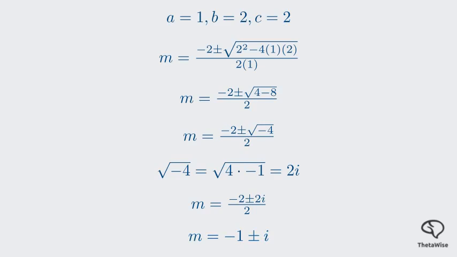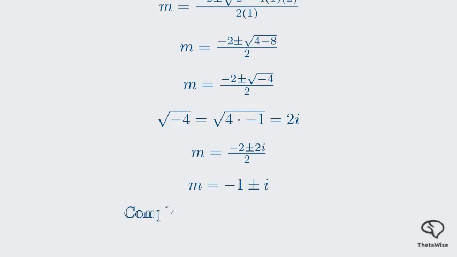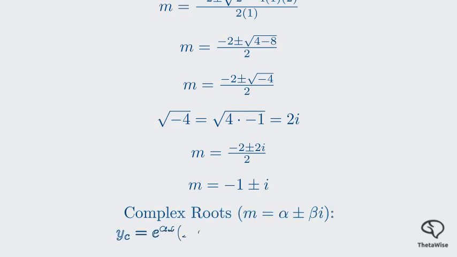Since our roots are complex, the form of the complementary solution is a special one that you should commit to memory. For complex roots of the form alpha plus or minus beta i, the complementary solution is yc equals e to the alpha x times the quantity a cosine beta x plus b sine beta x. In our case, alpha is negative 1 and beta is 1.